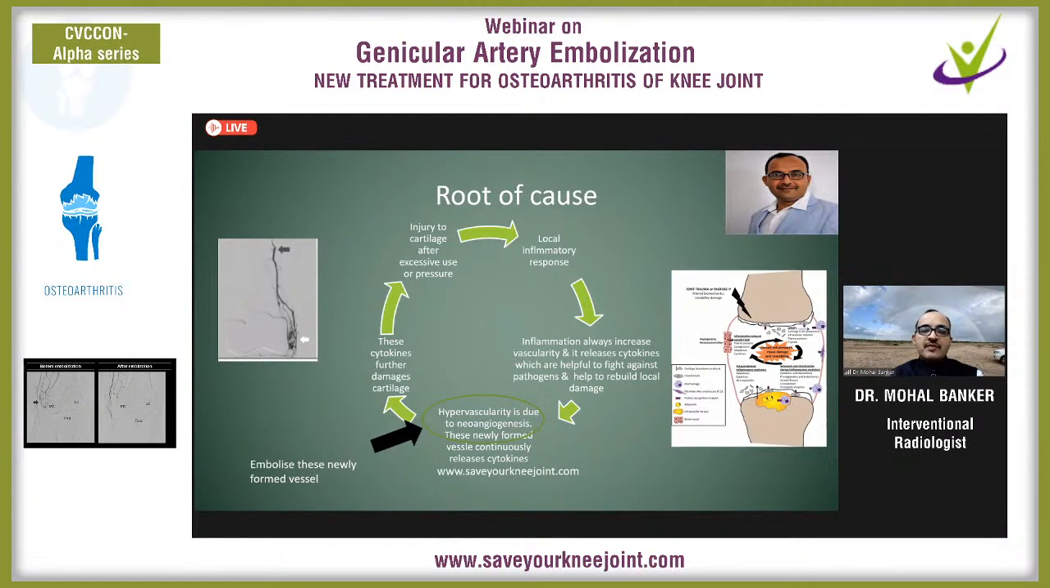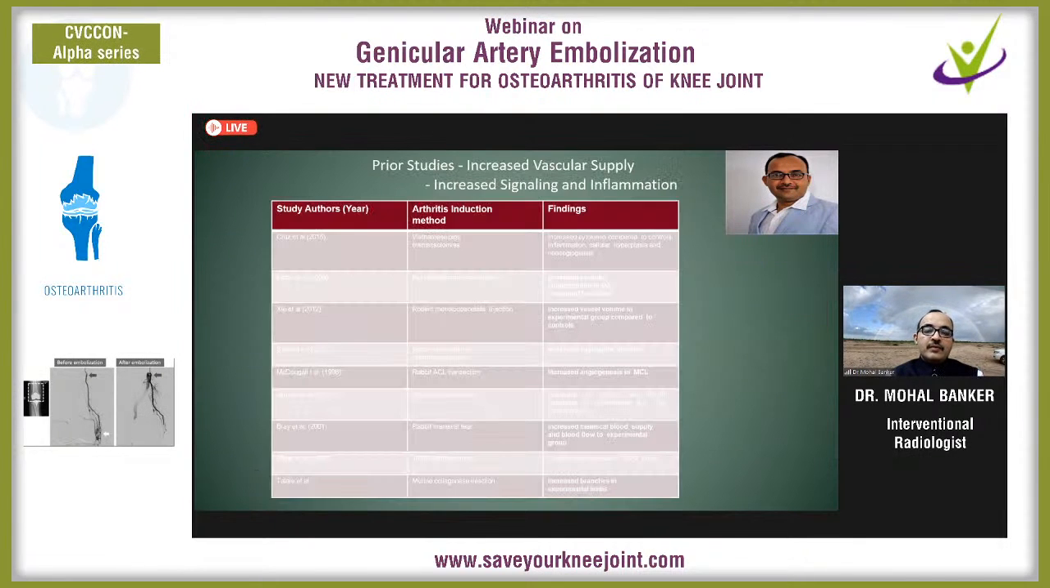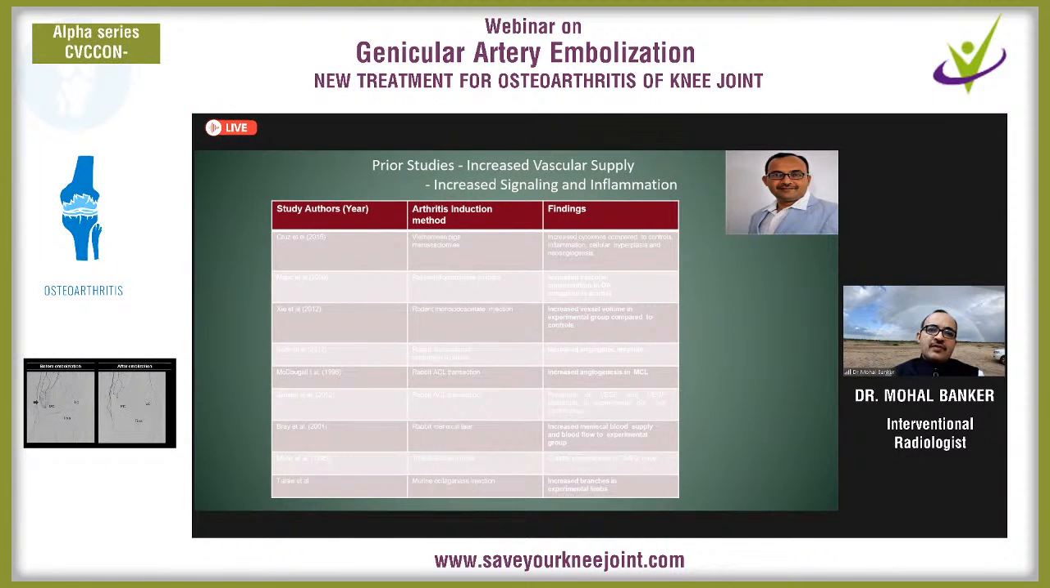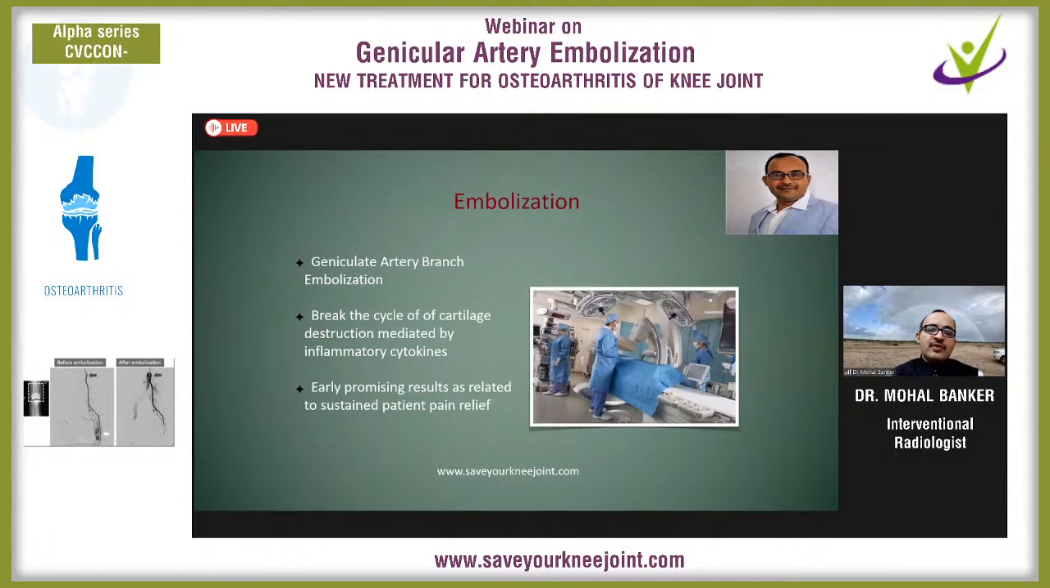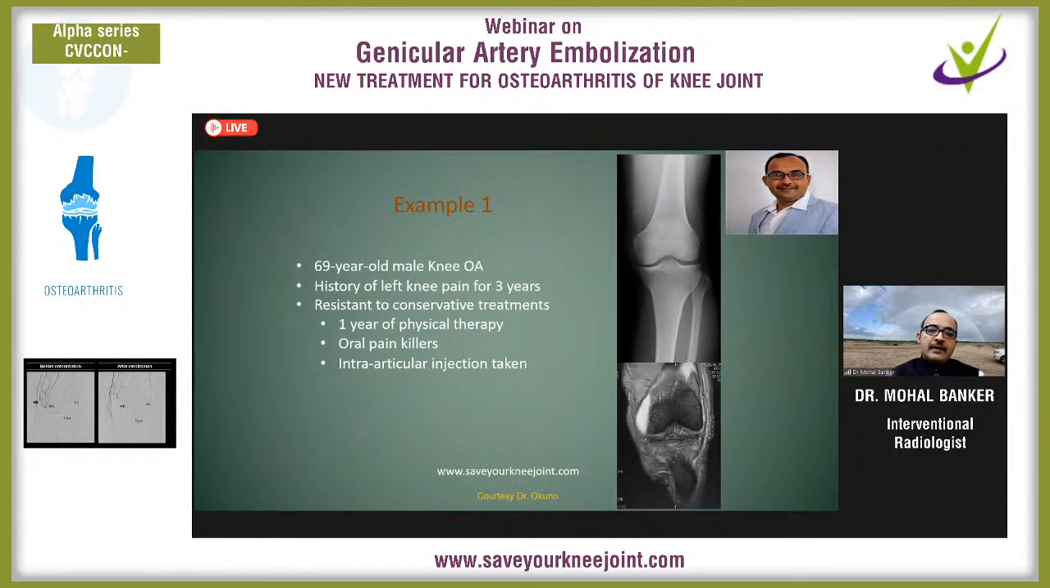The chronic inflammation process stops within the joint, and it helps to prevent further damage to the cartilage. It is helpful for stopping the further progression of osteoarthritis. There are many studies which suggest increased vascularity due to chronic inflammation, and this process goes on continuously. So selective genicular artery embolization is very important to break the cycle and prevent cartilage damage. Let's see the examples now.